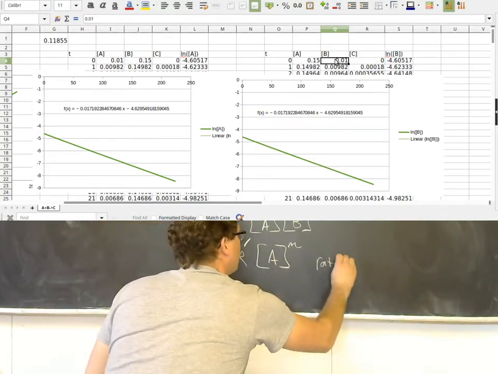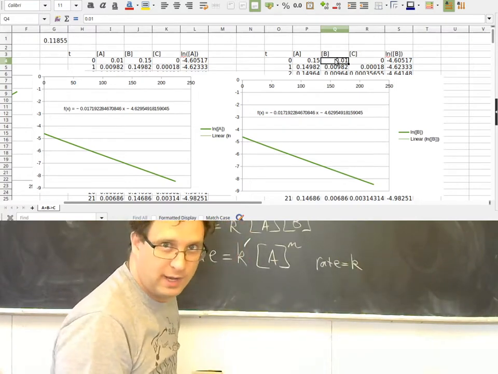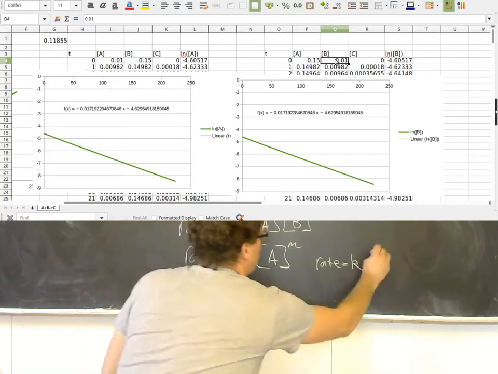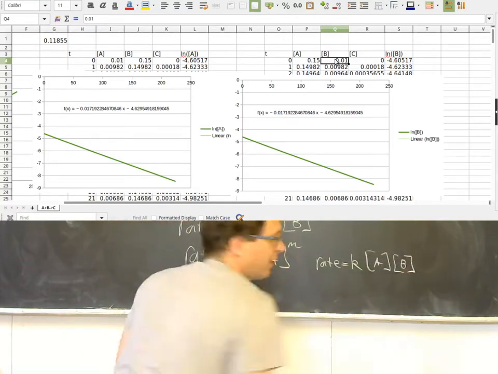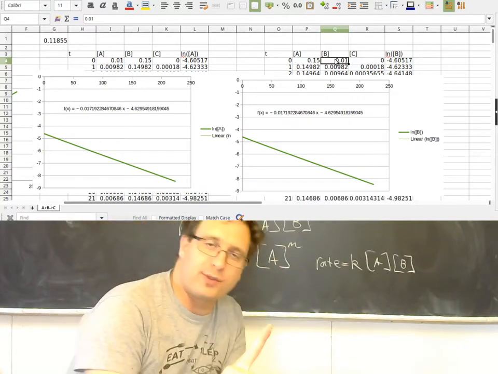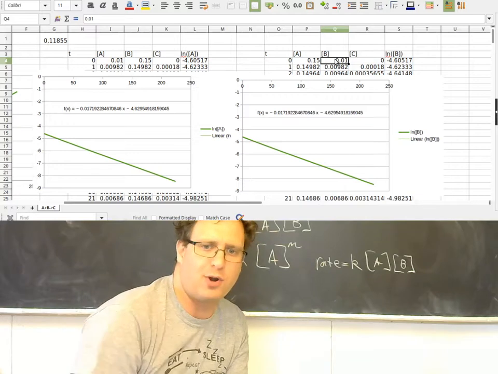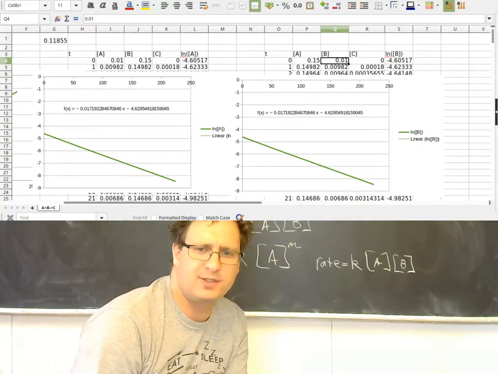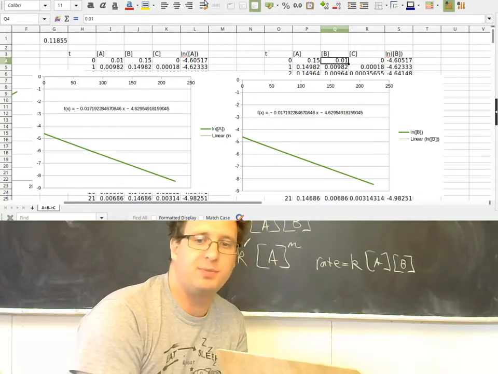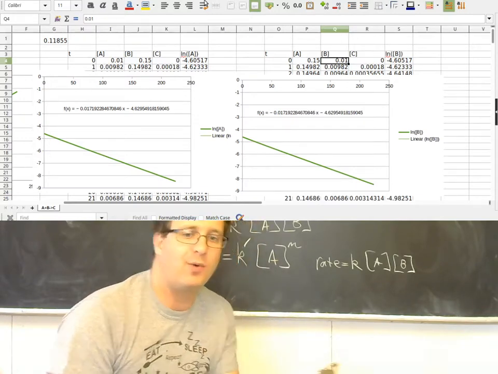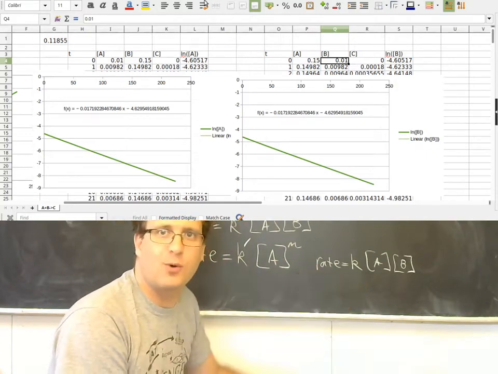So in the end, we get a rate law that says the rate is equal to K, which we know is 0.12 inverse molar inverse seconds, times the concentration of A times the concentration of B. So it's first order with respect to A, first order with respect to B, second order overall. And for these two trials where we put one of the reactants in excess, what we observed is first order kinetics, even though this is a second order reaction.